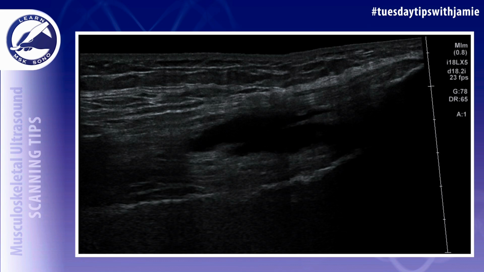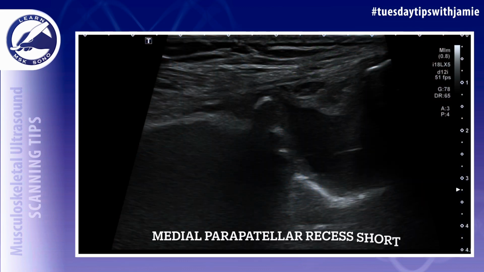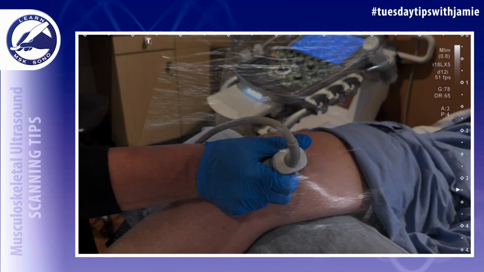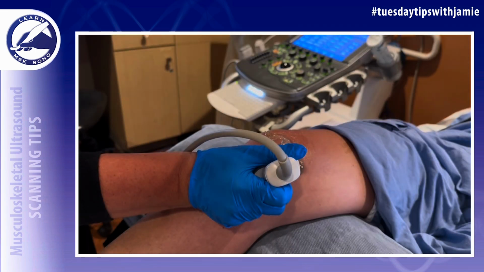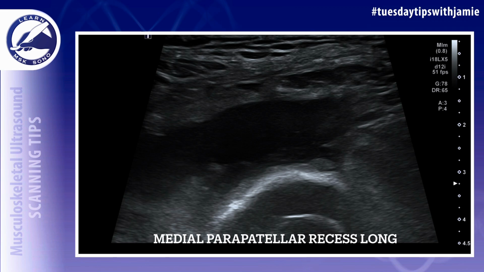Fluid is dependent in a supine position and can tend to accumulate in the lateral and medial parts of the suprapatellar recess. Due to the mobility of fluid, it's important to sweep through all the areas where fluid may accumulate. When there's excess fluid in the joint, it may also show up in the gutters alongside the kneecap, deep to the retinaculum. This area is known as the parapatellar recesses.